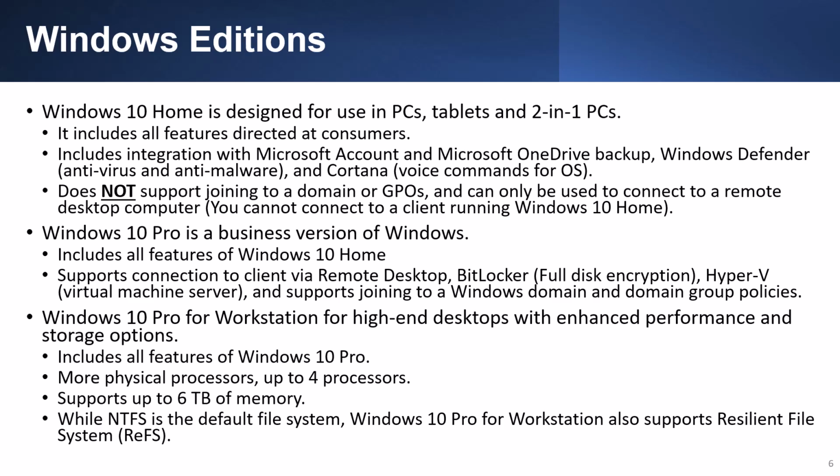Windows 10 Pro for Workstation is for high-end desktops with enhanced performance and storage options. It includes all the features of Windows 10 Pro and supports more physical processors, up to 4 processors. It supports up to 6 terabytes of memory. While NTFS is the default file system, Windows 10 Pro for Workstation also supports Resilient File System, or ReFS.